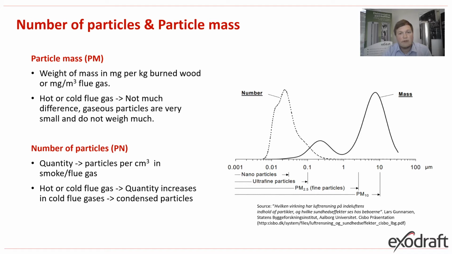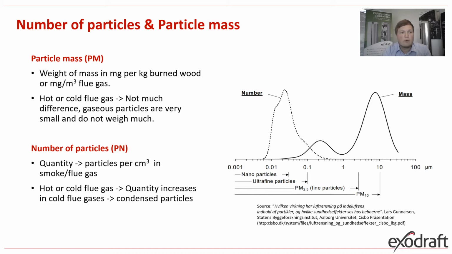Big particles are the visible ones in the smoke, and finer particles typically are invisible. So when we talk about large particles, it's particles up to PM10, and fine particles, it's up to PM2.5, and ultrafine particles, it's usually around PM0.1.